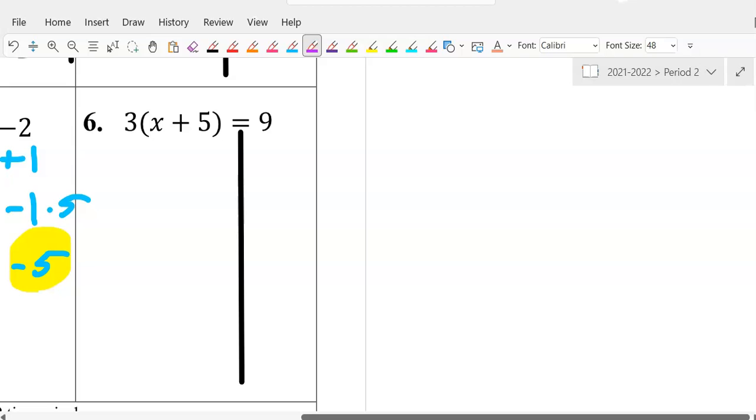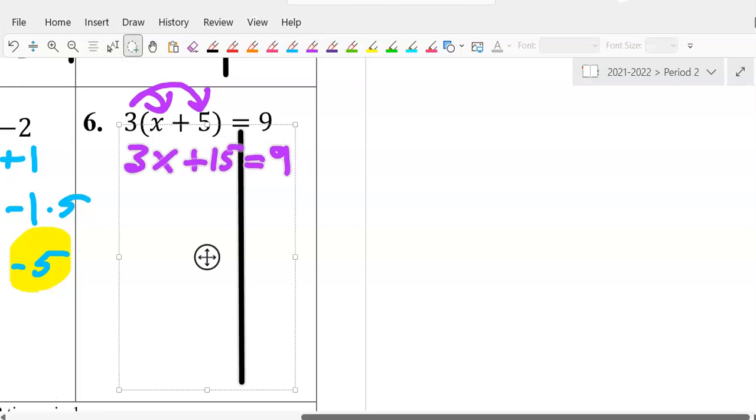So tell me how you're going to do this problem. We just learned the other way to do it today, right? So whatever you want to do. Okay, so what you're going to do is you're going to put an arrow from 3 to X, and then that makes 3X, and then you're going to put another arrow from 3 to 5, and that makes 15, yay, positive 15.